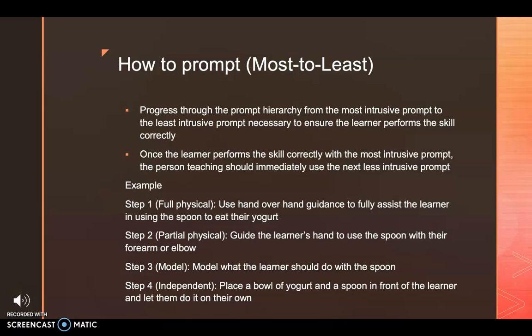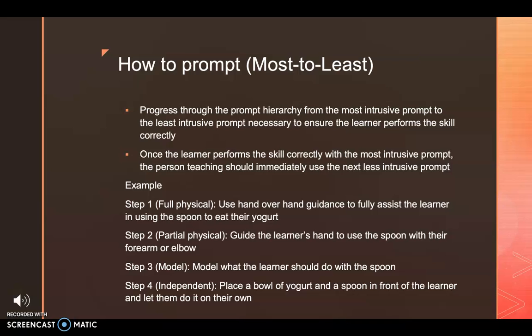Another prompting method is called most to least prompting. So most to least prompting involves progressing through the prompt hierarchy from the most intrusive prompt to the least intrusive prompt necessary to ensure the learner performs the skill correctly. And once the learner performs the skill correctly with the most intrusive prompts, the person teaching should immediately use the next less intrusive prompt.